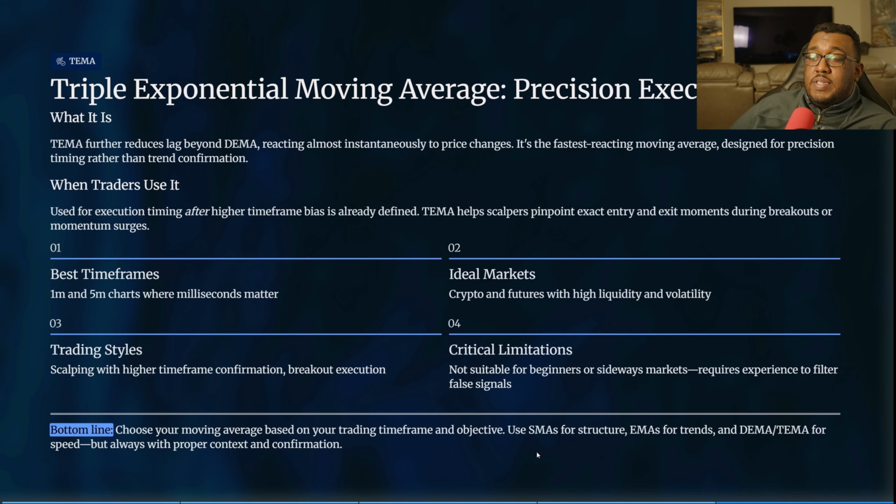And the critical limitations, because this is a very high risk way to trade: not suitable for beginners or sideways markets, requires experience to filter false signals. And that's where you guys are going to be adding on other things, because moving averages alone aren't going to really solve your issue when it comes to triple exponential moving averages. Having MACDs, stochastics, RSIs, different patterns out there that you guys will have memorized, that can help you guys out a lot.